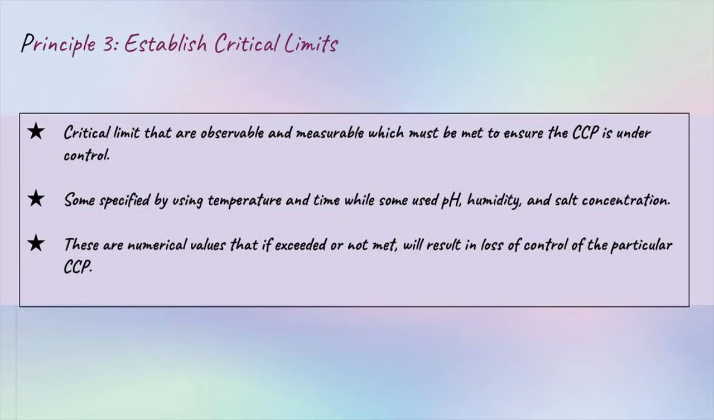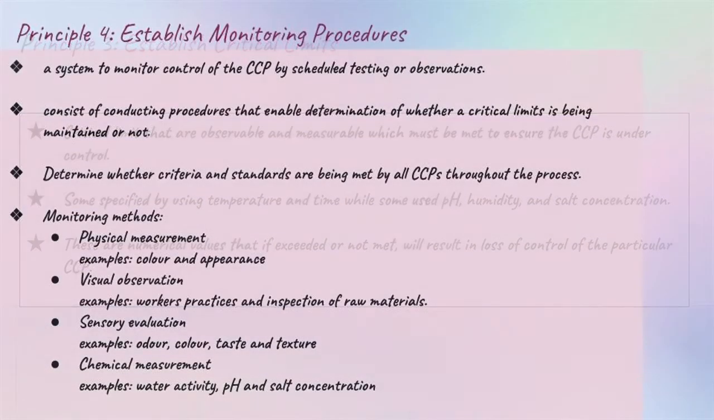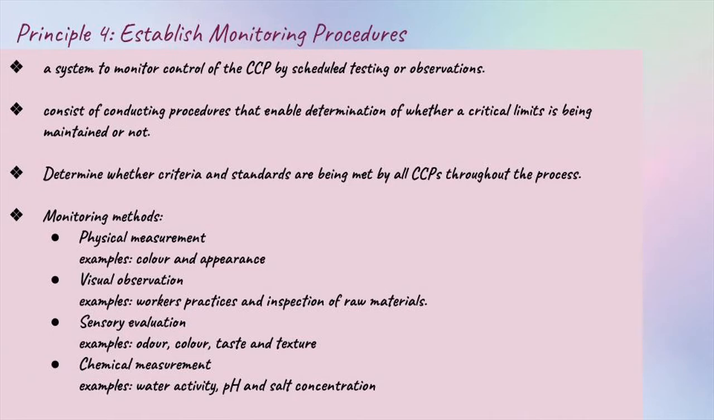CCP. Principle 4. Establish monitoring procedures. It is a system to monitor control of the CCP by scheduled testing or observations. It also consists of conducting procedures that enable determination of whether a critical limit is being maintained or not, and whether criteria and standards are being met by all CCPs throughout the process. Here are the monitoring methods.